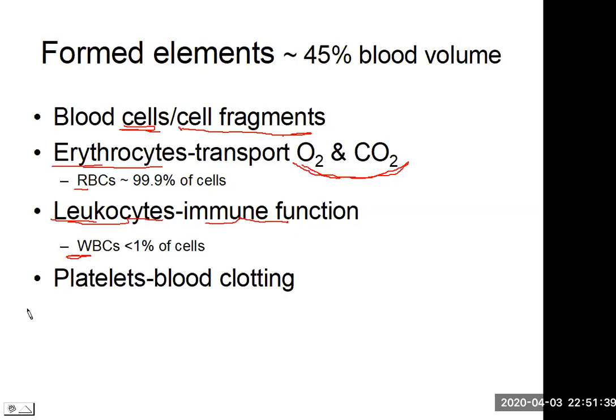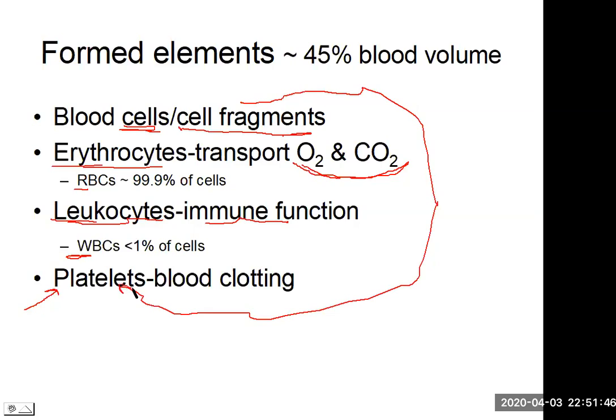And then truly is the third group here. This is where the fragments come into play. So platelets are just broken pieces of what used to be a larger cell. And we notice here again this description for blood clotting. So it's both the fibrin plasma protein and the platelet formed elements. Both of these are involved in making a proper blood clot and, of course, preventing further blood loss after injury.